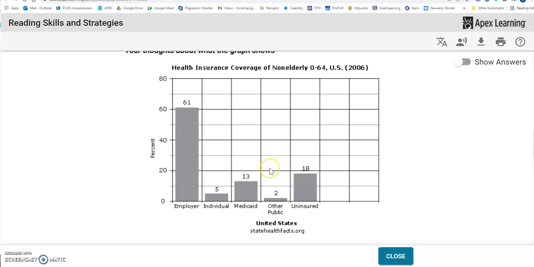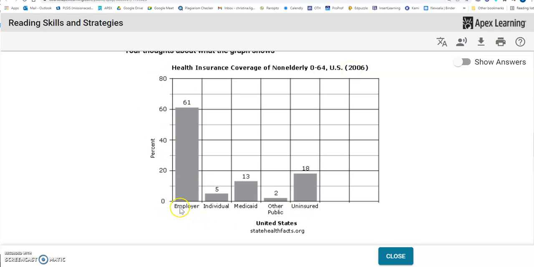What you should do when reading a graph, a bar graph or a line graph, is look at the y-axis here and the x-axis here. You might remember this from your graphs in math class. So if I look here, I can see that this is percent. So 20% of people, 40% of people, 60% of people, and 80% of people. The reason I know it's people is because of the title here, how it says of non-elderly. That we know that means non-elderly people.